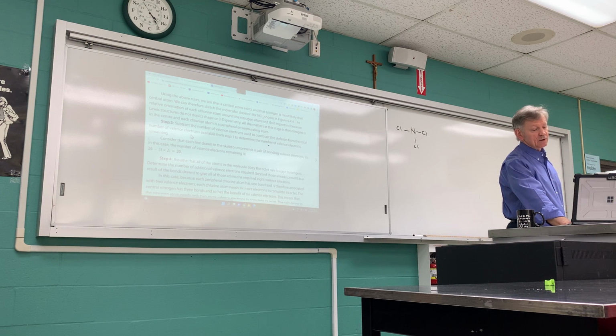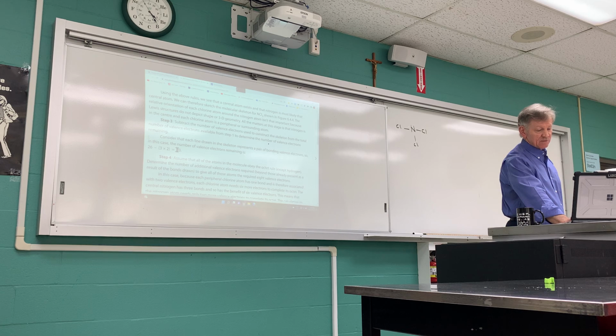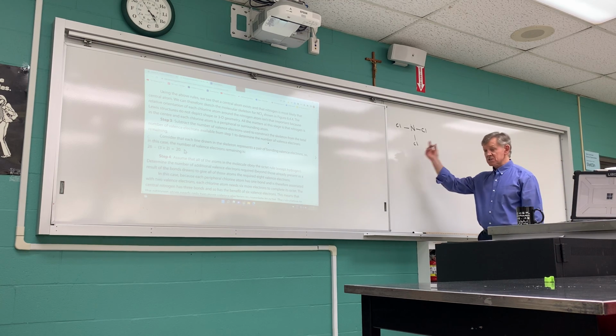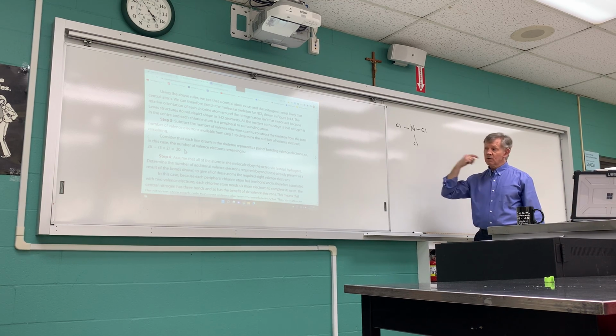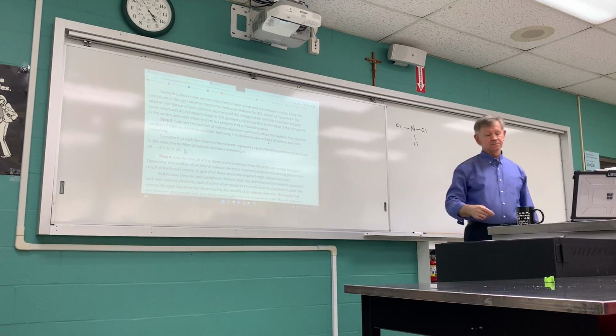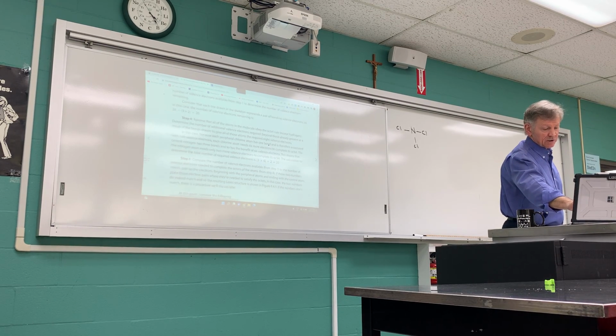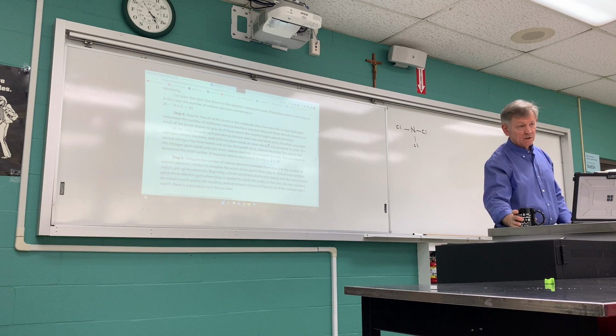Subtract that number from the number available. So we had 26, we've used 6, we have 20 left. And remember, when all is said and done, you've got to account for all 26. 6 of them are already accounted for. The next step: assume that all of the atoms in the molecule obey the octet rule, obviously except for hydrogen.